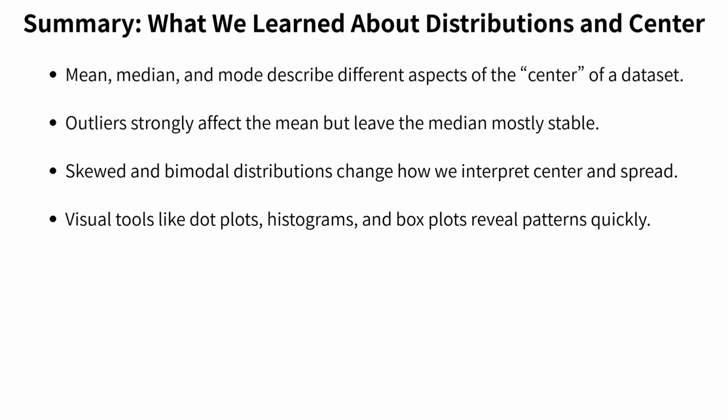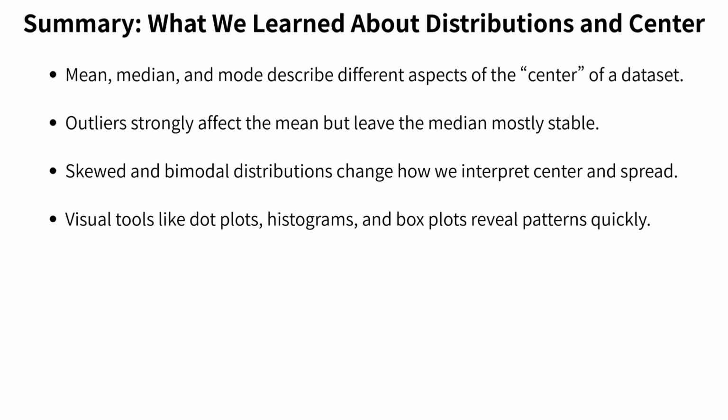Let's take a moment to review the key ideas from the first half of this lesson. We began by exploring the 3 major measures of center: the mean, the median, and the mode. Each of these tells a slightly different story about the data. The mean uses every value and therefore moves a lot when extreme numbers are present. The median, however, depends only on the middle position and stays stable even when the data includes unusually large or small values. And the mode highlights repeated values, showing clusters or common patterns within the dataset.